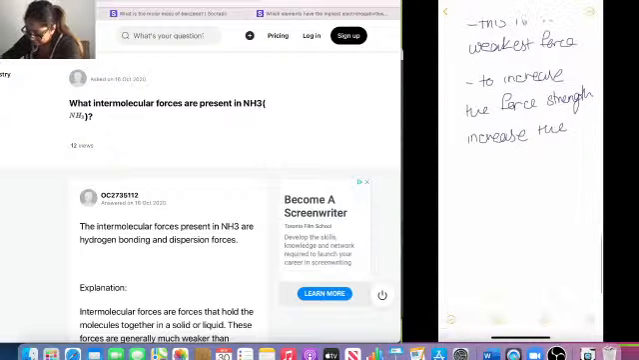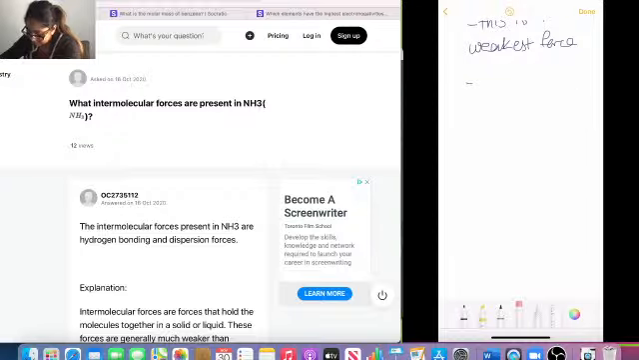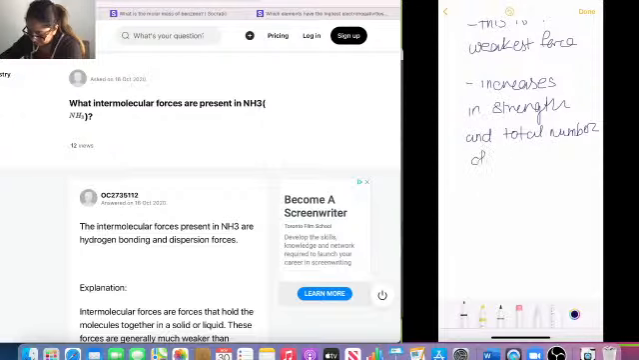Or we can say that we can actually rewrite this as: if you want an increase in strength of this force, so this increases in strength, and your electrons, so the total number of electrons, also increases.